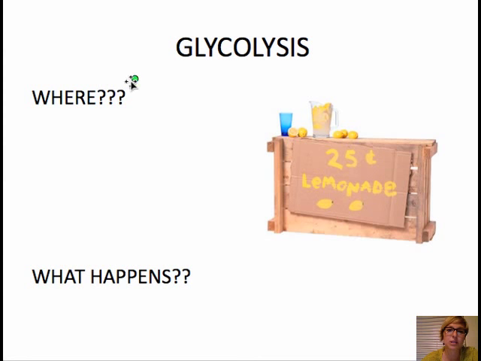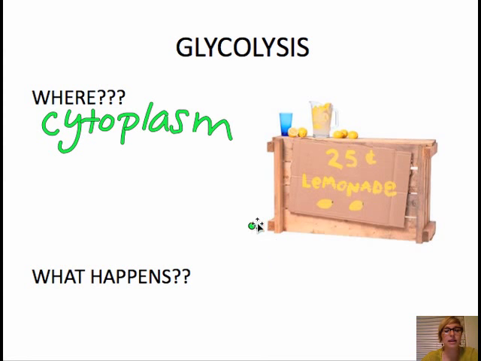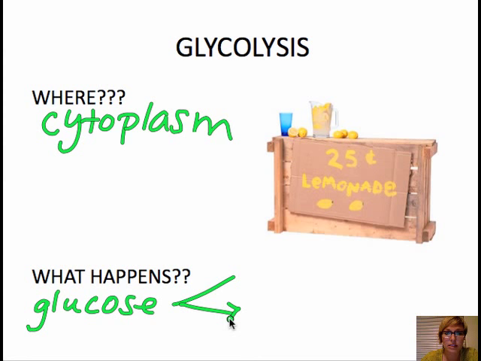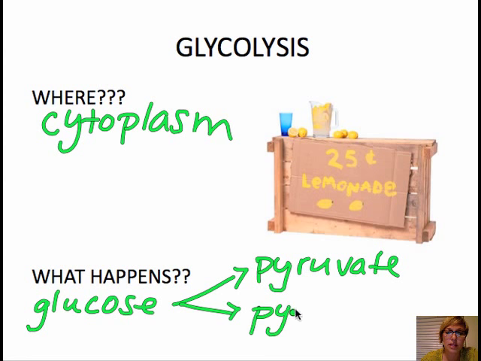So glycolysis, where does it happen? We know it happens in the cytoplasm of the cell. And what happens? Well, effectively, we're taking glucose and we're breaking it down into 2 pyruvates or pyruvic acid. We also get a few other things from there. We make some ATP, we make some NADH, which is an electron carrier, which we will talk about.